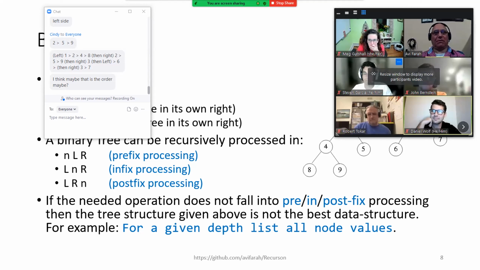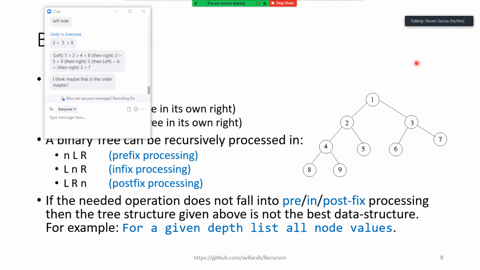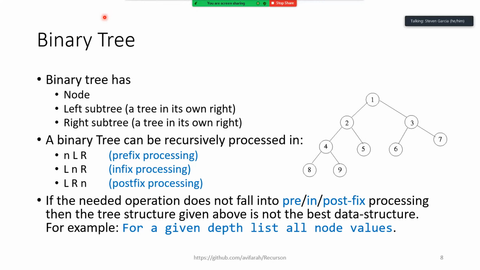Stephen, would you like to? Sure. Hold on, you're blocking it. There we go. So yeah, we would start at 1, then go down to 2, then go down to 4, then 8. Then from there we can't go left. We go to 4, we process 9, we go to 2, we process 5, go back to 1, head right to 3, then go left to 6, then go back up to 3, process 7, and we're done. Yep. Anybody else?